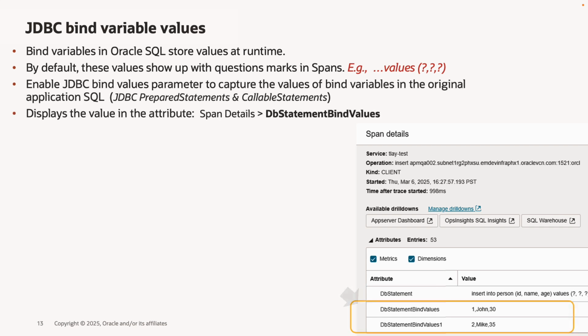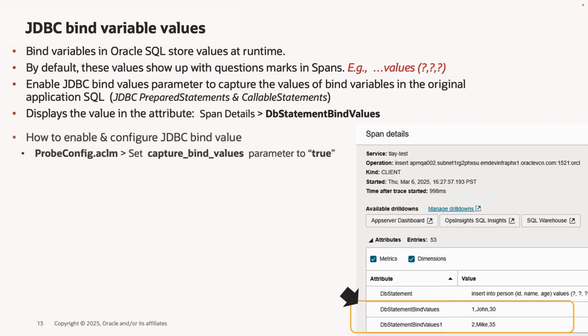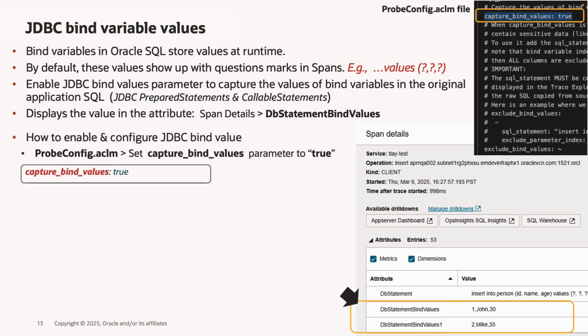In the recent release of APM Agent, you can address this by enabling JDBC bind values capture parameter. This feature allows you to capture the values assigned to bind variables. To enable the parameter, go to the agent installation directory, open probe config configuration file, then set capture bind values parameter to true.